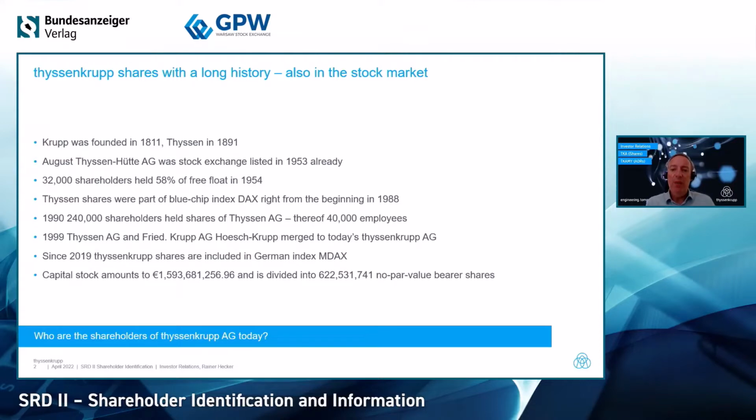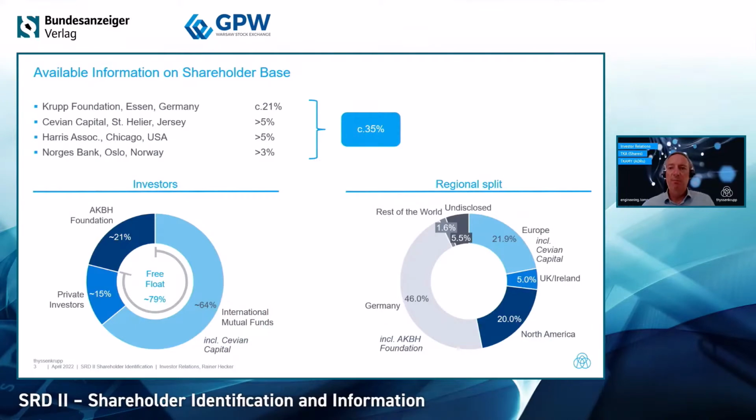As a bearer share company, to give you a feeling for how complicated it is to get information, look at the next page and you will see what I mean. What is the available information on the shareholder base when you only look at the current regulation? It's thresholds from where investors have to announce they are shareholders in that amount: more than 3%, more than 5%, 10%, and so on.